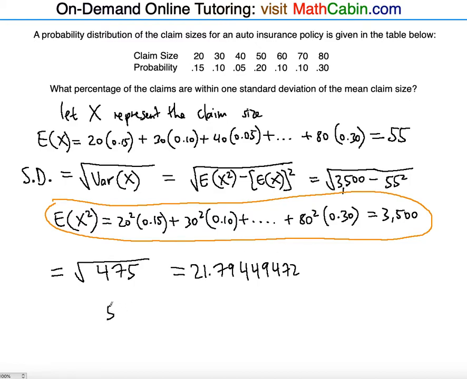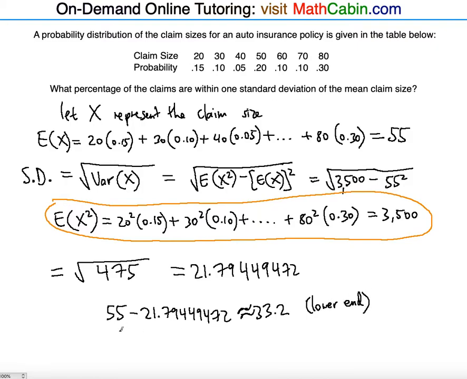So 55 is the mean. Okay, the lower end of that is going to be minus 21.79449472. Okay, which is going to be about, well, we might use a calculator. 55 minus 21.79449472. That is 33.2. I'm just going to round this. 33.2. Lower end.